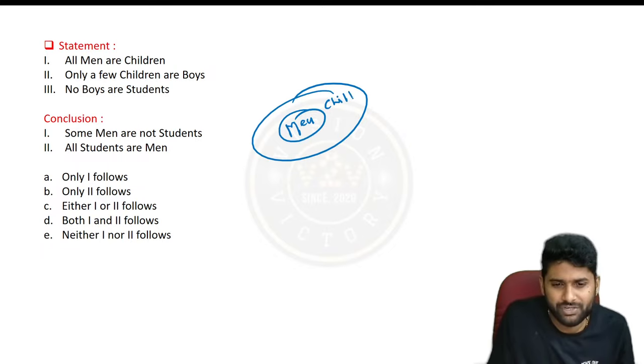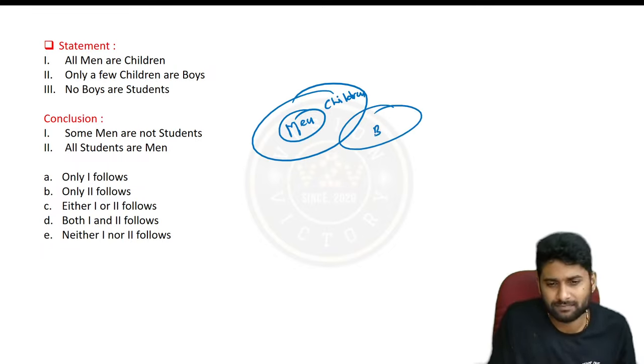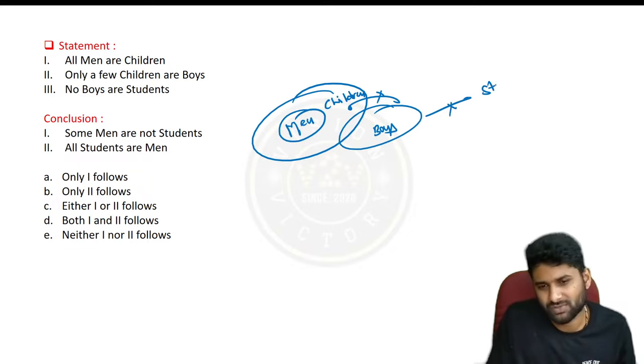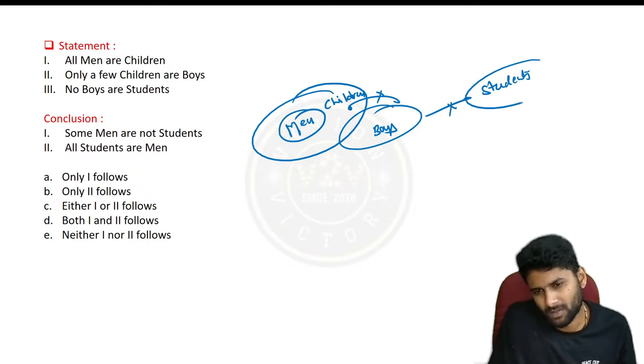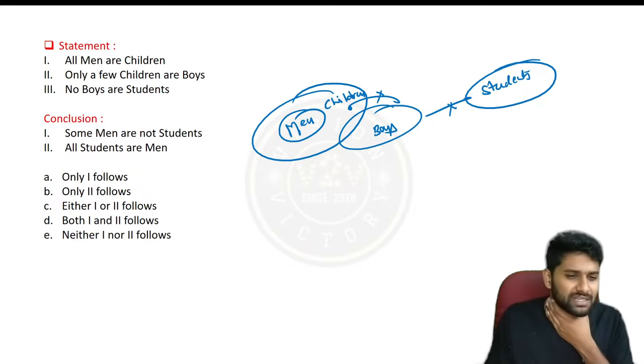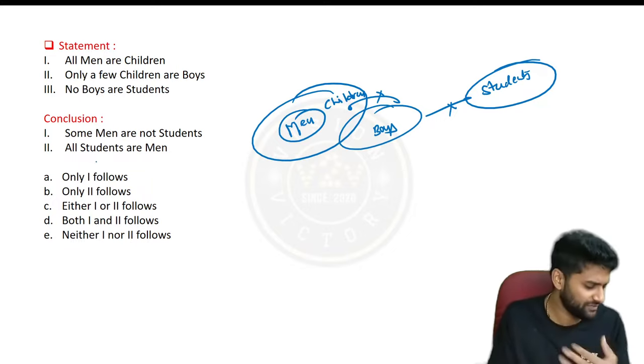All men are children. Only few children are boys, which means some children are not boys. No boys are students. Let's see these conclusions again, some and not, verify with all.